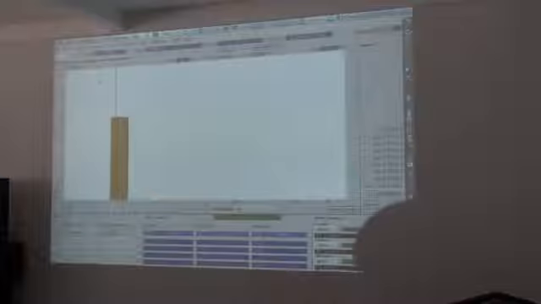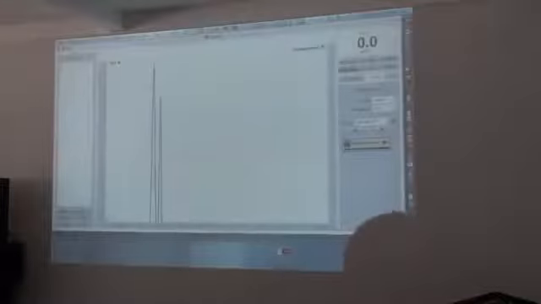This analyzer shows the same thing at 111 Hz. But this analyzer shows two different frequencies. It shows 100 Hz and 125 Hz.